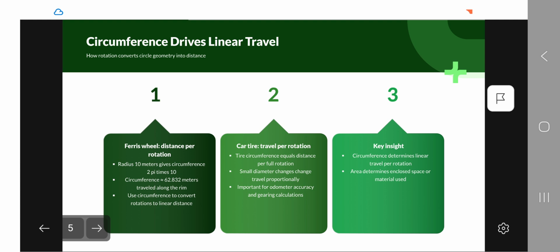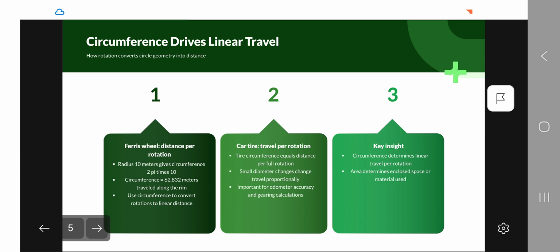So here are some real applications. Number one is a Ferris wheel. It's a distance per rotation. Radius 10 meters gives circumference 2 pi times 10. So the circumference is approximately equal to 62.832 meters traveled along the rim. So you need to use circumference to convert rotations into linear distance.